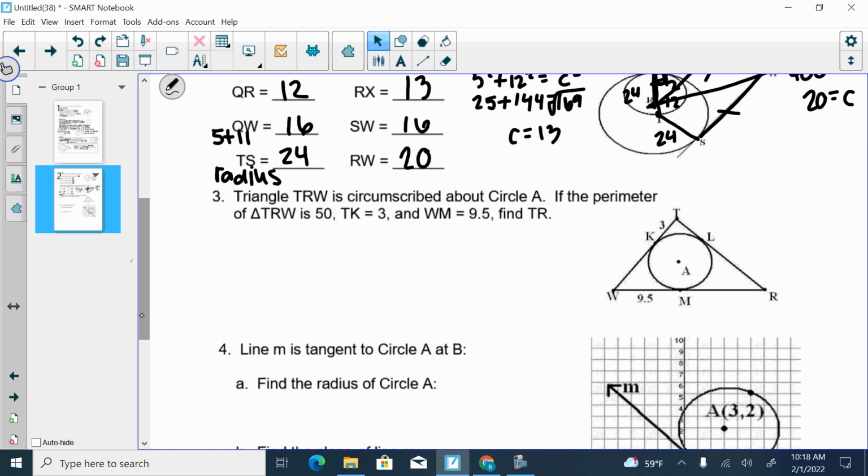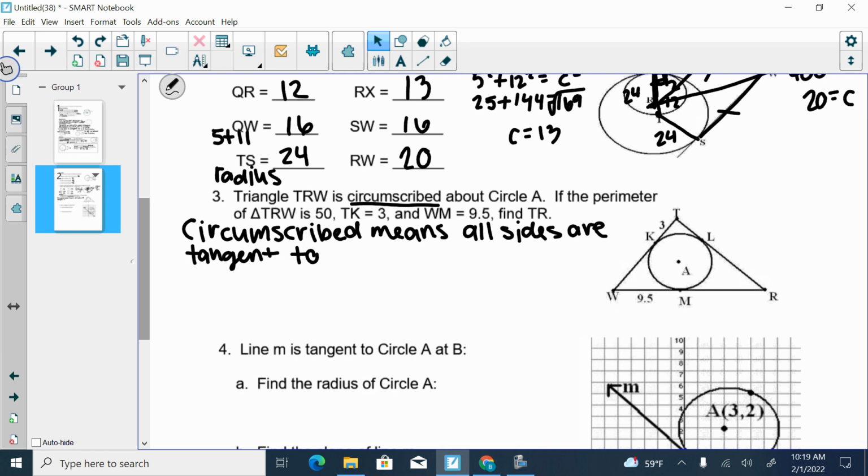Okay. All right, example 3 says that triangle TRW is circumscribed about circle A. If the perimeter of triangle TRW is 50, TK is equal to 3, WM equals 9.5, and they want you to find TR. So we did not introduce this vocab word on the front, but circumscribed means all sides are tangent to the circle. In this figure, the triangle's sides are all tangent to the circle, meaning each touches the circle one time, right?